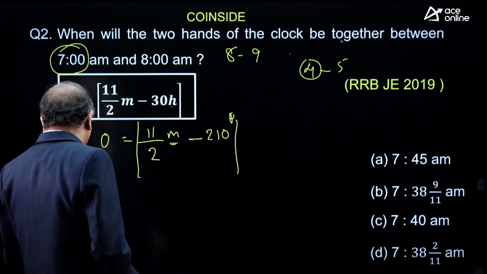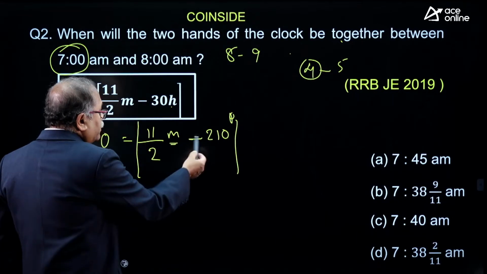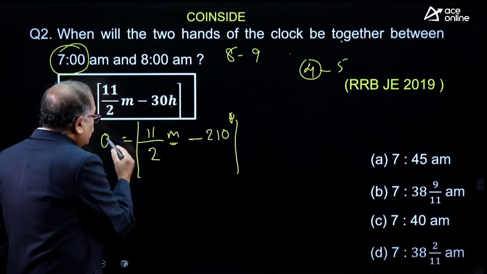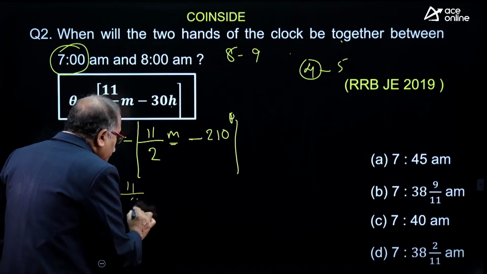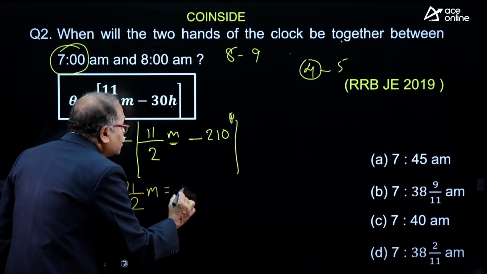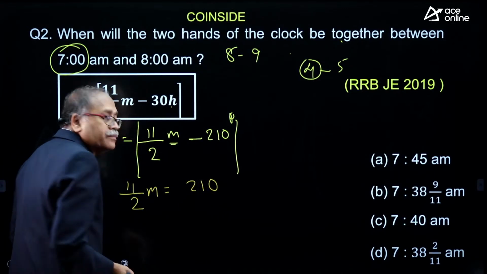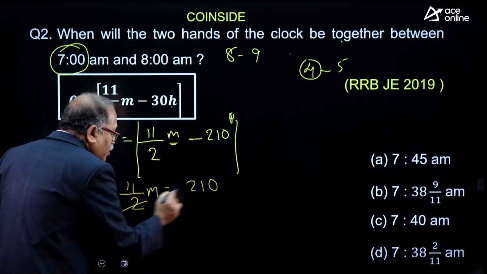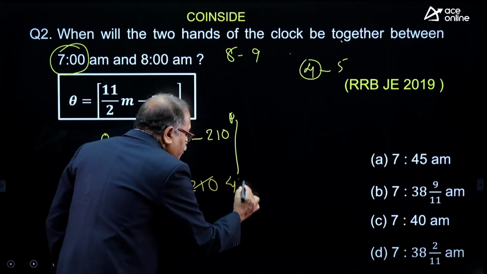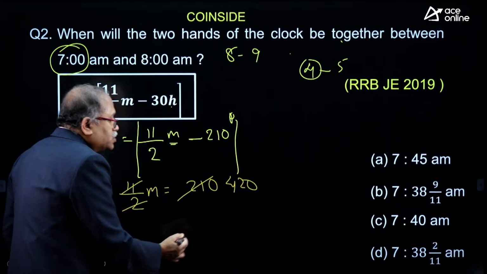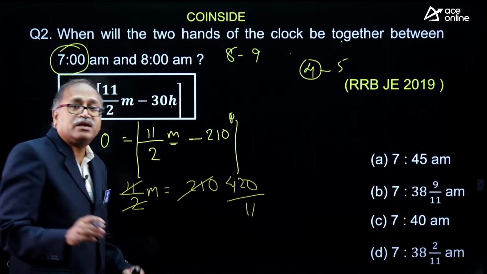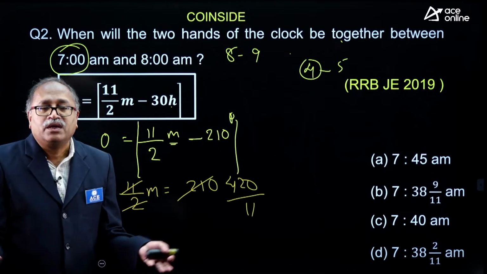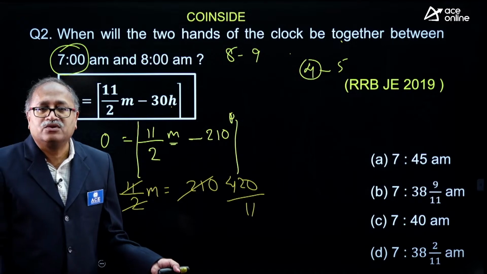So let's check what happens over here when I solve this one. Here I notice that this number will come over here. So 11 by 2 m is equal to 210. Then what is 11m? 11m is equal to 420. Then what is m? So 420 divided by 11. This is what my competitor will do. If I am also doing the same way, how am I making a difference to myself?